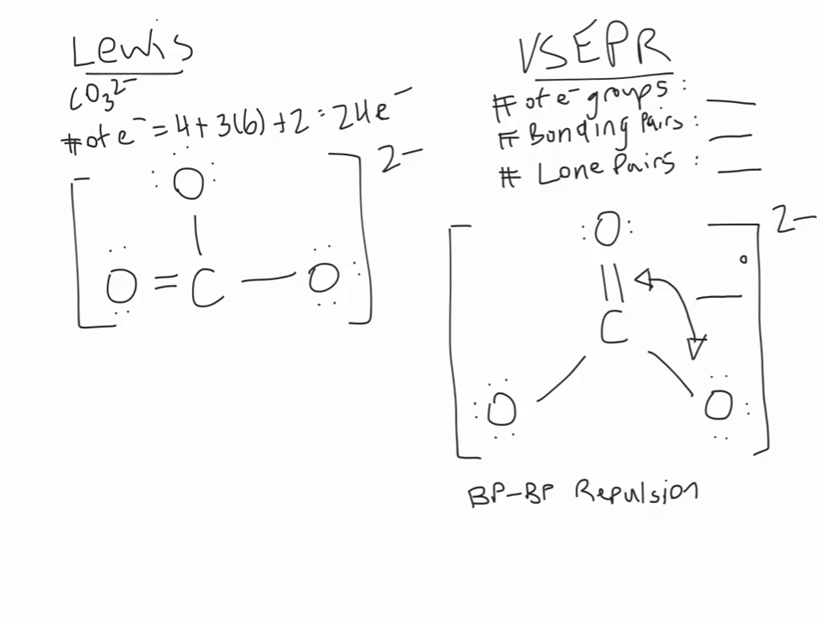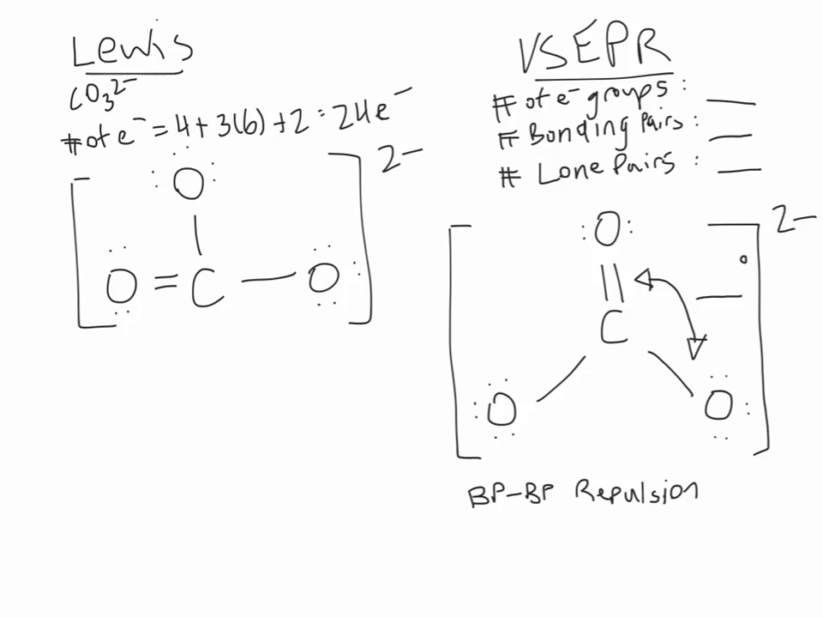We can calculate that by looking at the periodic table and noticing that since carbon is in group 4, there are 4 electrons, and there's only one carbon, so 1 times 4 is 4. There are 3 oxygens, so since oxygen is in group 6, there are 6 electrons, so 3 times 6 right here, and then the extra 2 electrons that come from the 2 minus. That equals 24 electrons, and we can use that data to draw the Lewis structure.